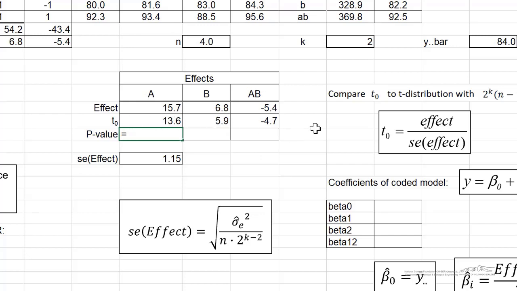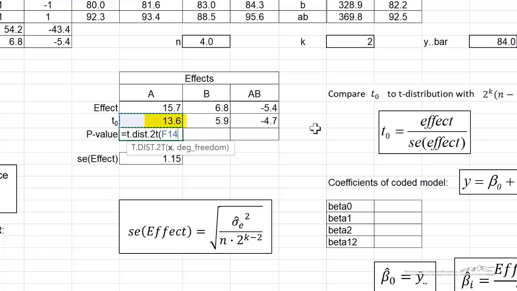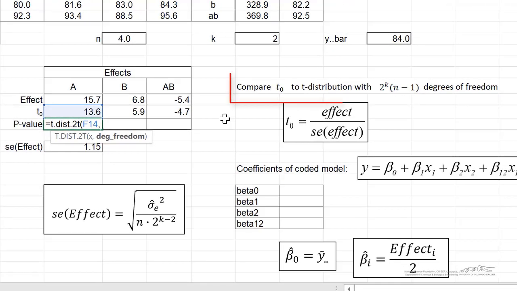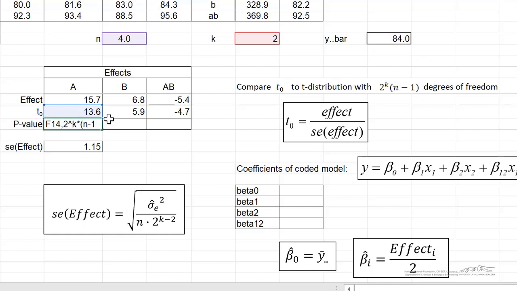The p-value here we're going to base on the t-distribution, two-tailed. I can use my test statistic there as the first argument, and then we're going to compare to the t-distribution with 2 to the k times n minus 1 degrees of freedom, and we get a p-value for A of 1.16 times 10 to the negative 8th. So that's definitely significant.